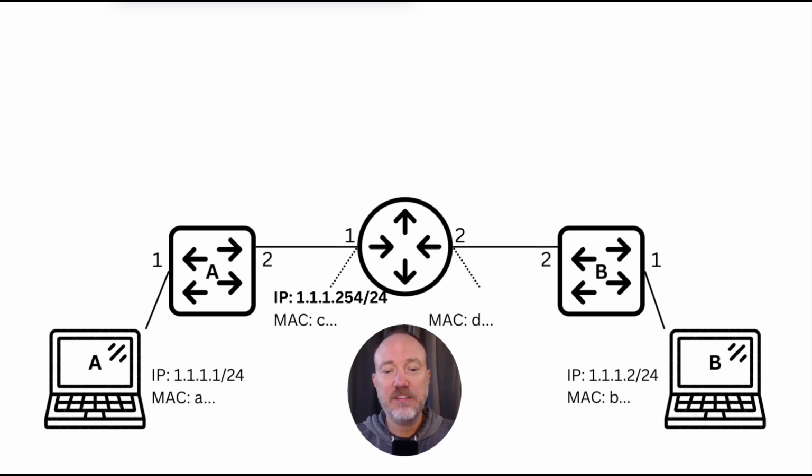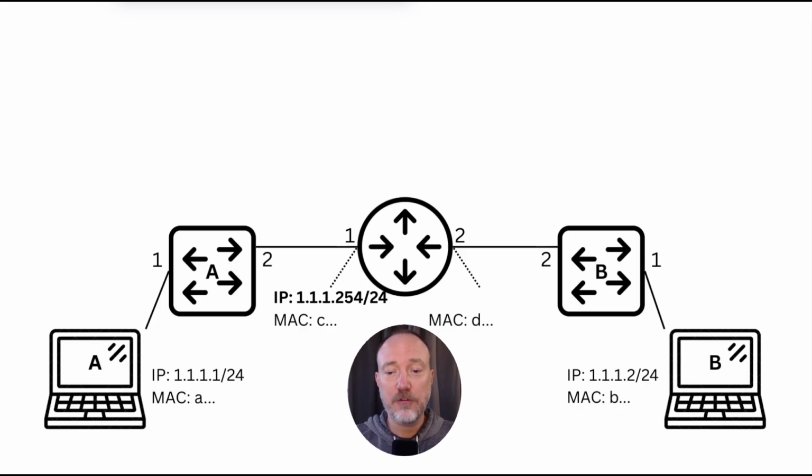So we can leave PCA in the 1.1.1.0/24 network. So we're not going to change that IP address. The IP address of PCA is going to remain 1.1.1.1/24. And then we're going to make the interface on the router, interface port 1, we're going to give that an IP address of 1.1.1.254/24. Now these are then in the same network because it's a /24 network.